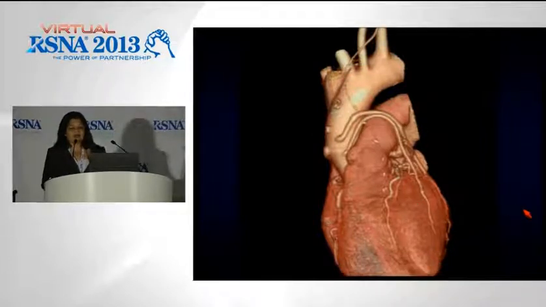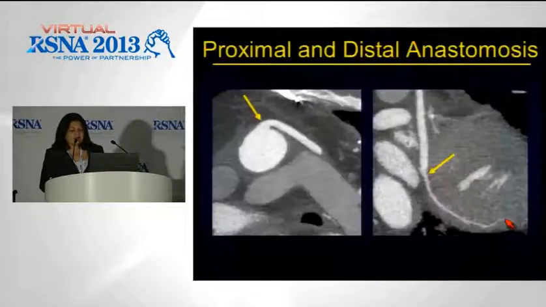Oftentimes when the internal mammaries occlude, you don't see anything at all. It's gone.